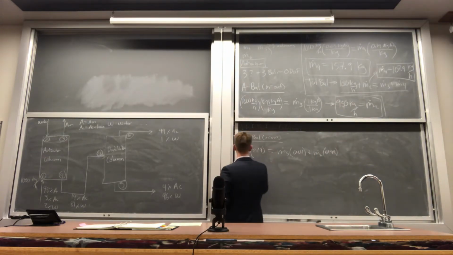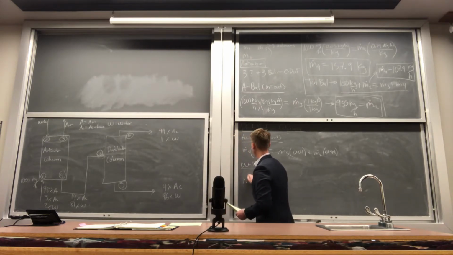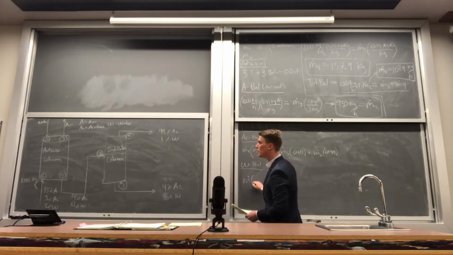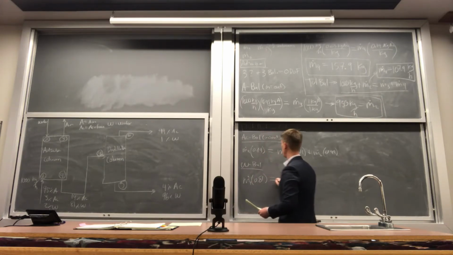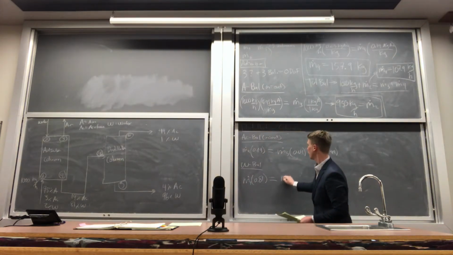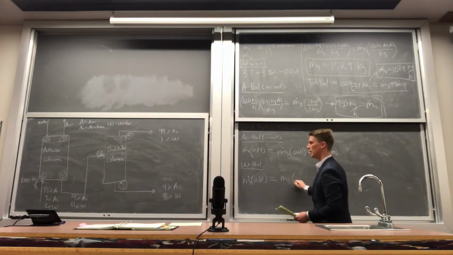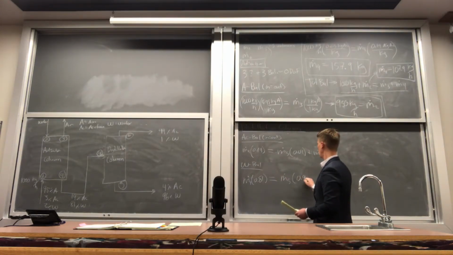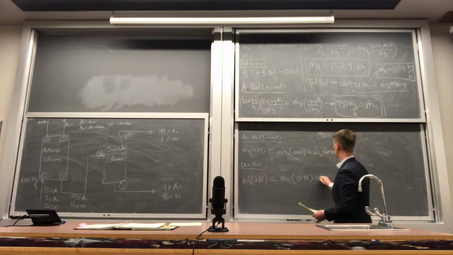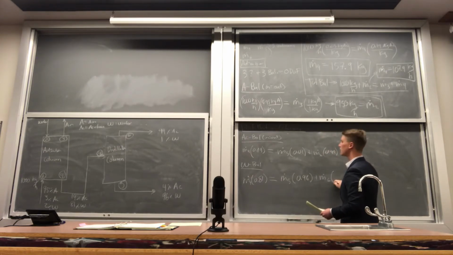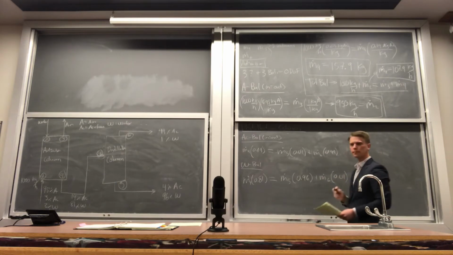Now we do our water balance, and we get a similar equation, but just with slightly different numbers. 0.81 coming in. Coming out, we have mass flow rate 5 times 0.96, plus m.6 times 0.01.